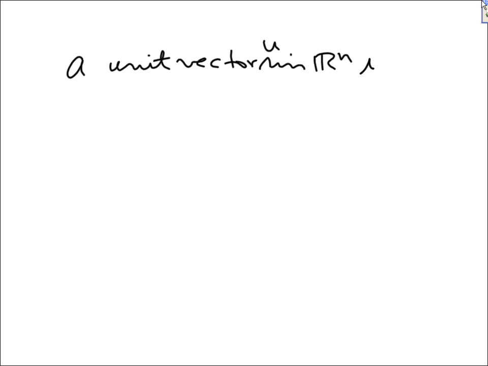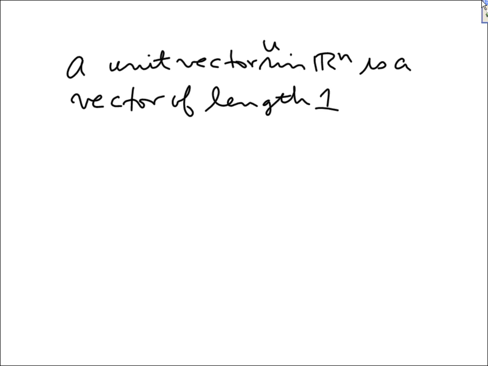The last thing I want to talk about before we do the theoretical exercises is the following. What is a unit vector? A unit vector, call the vector u. A unit vector in Rn is a vector of length 1 unit. 1 foot, 1 meter, 1 whatever.